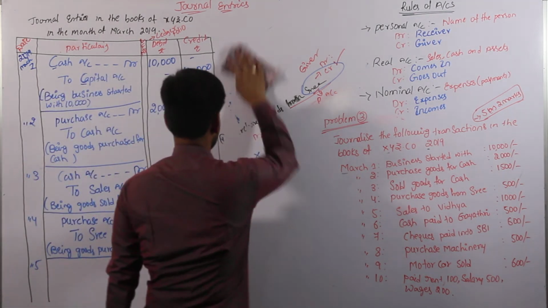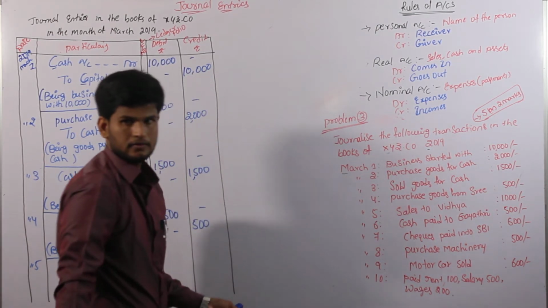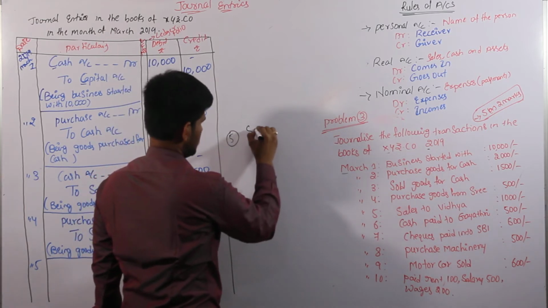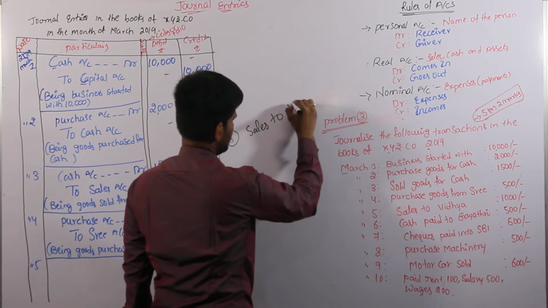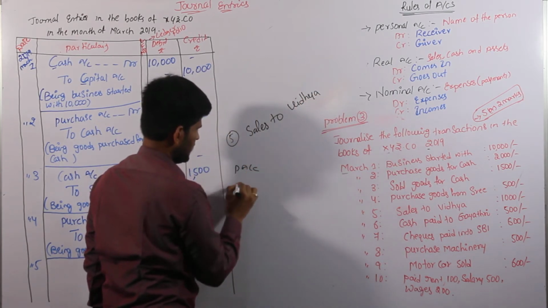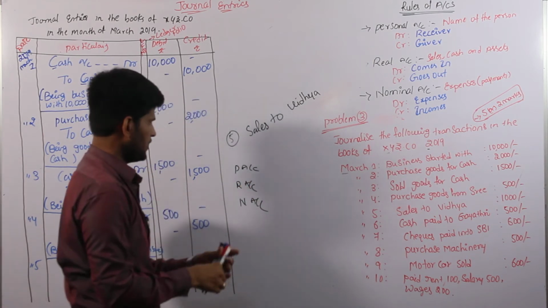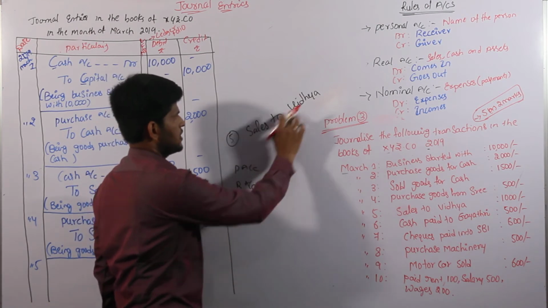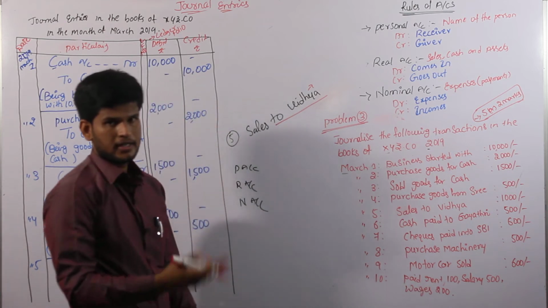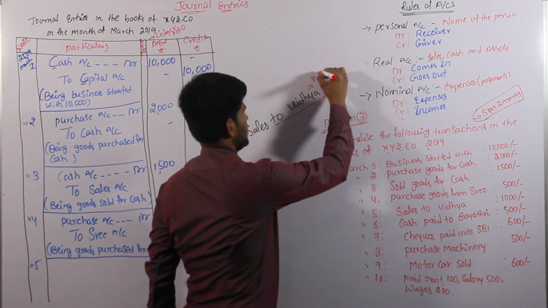Again we have to remember the three rules of accounts. Fifth transaction, sales to Vidya. Take the examples again. You can identify the first one, personal account, sales to Vidya. Sales to Vidya is nothing but person. So person is always there in personal account. So we can take Vidya goes to our personal account.